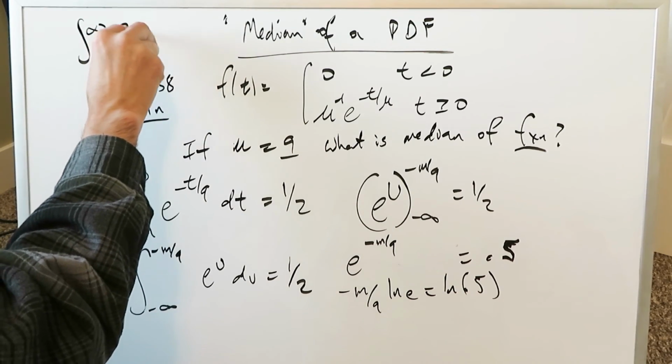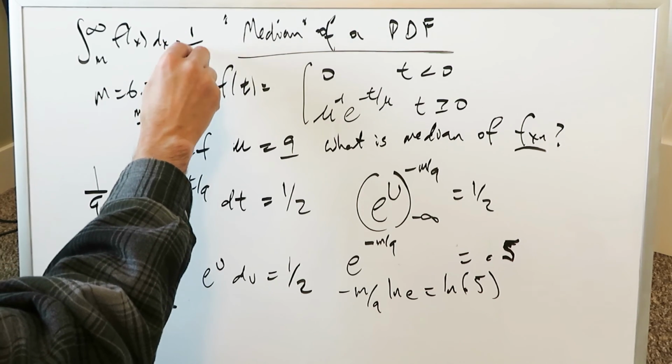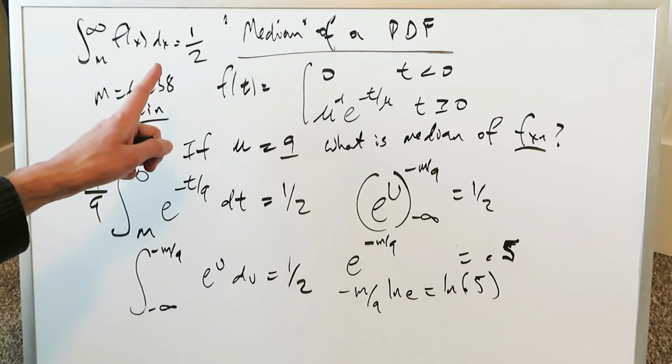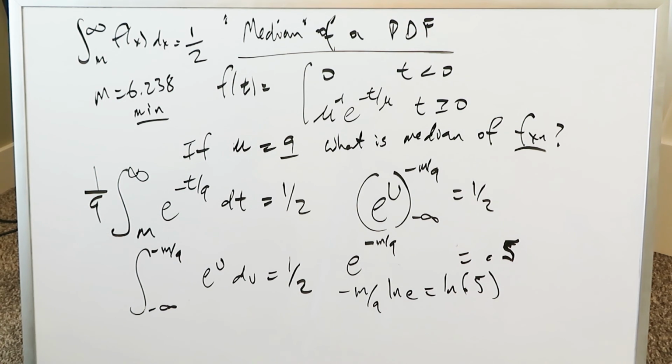You have f of x dx. The definite integral outcome is always here a 1 over 2, because the 1 over 2 represents the middle of that sample of values. Whatever it is that is being investigated or examined, the median represents the exact middle.